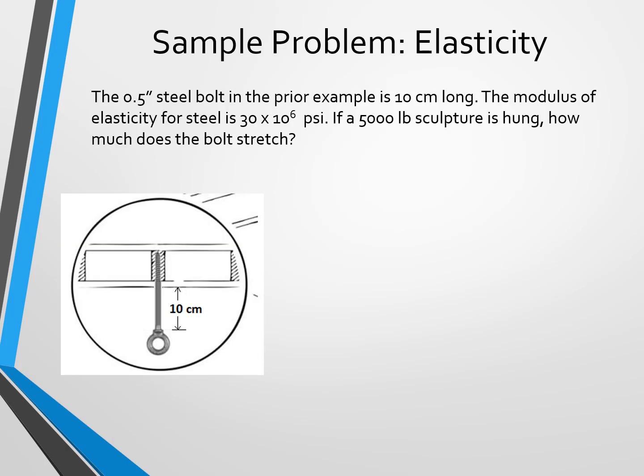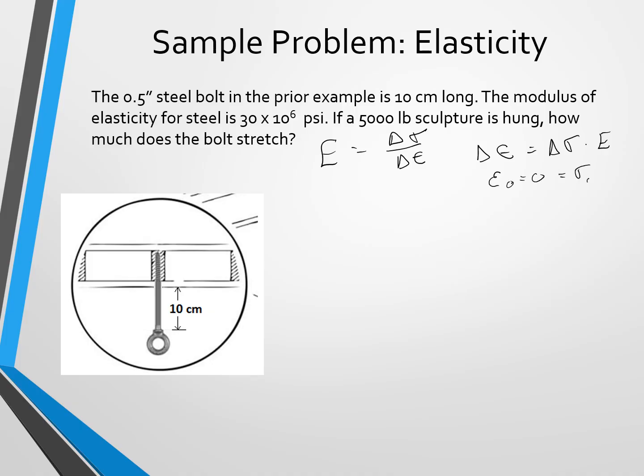All right, so let's look back at that same bolt from the previous example. Now, if the bolt is 10 centimeters long, how much will it stretch if a 5,000 pound sculpture is hung from it? So remember that modulus is the change in stress over the change in strain. So if we rearrange that, we get the change in strain is equal to the change in stress times the modulus.